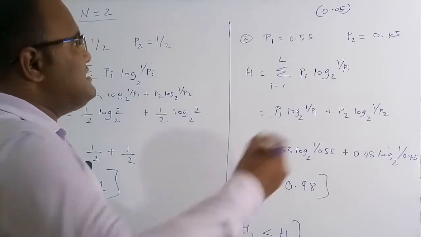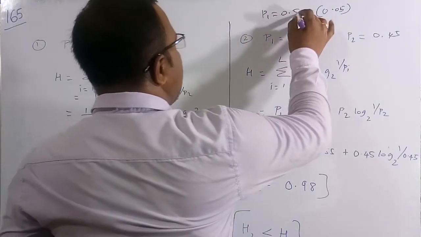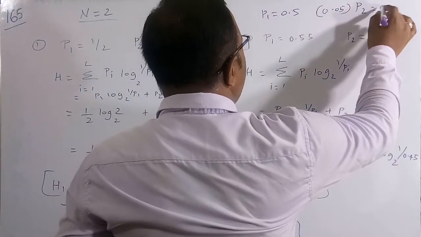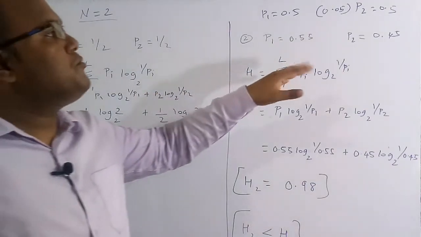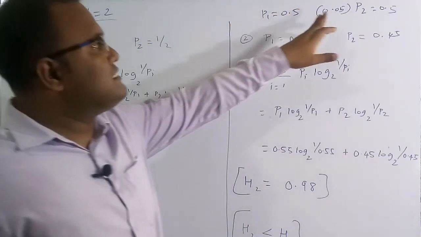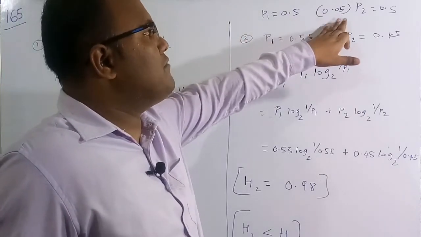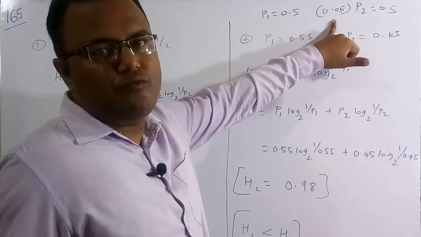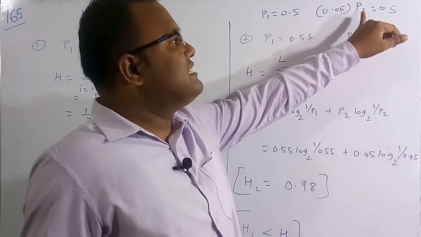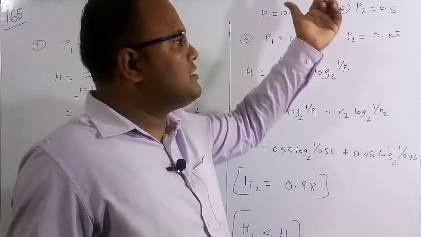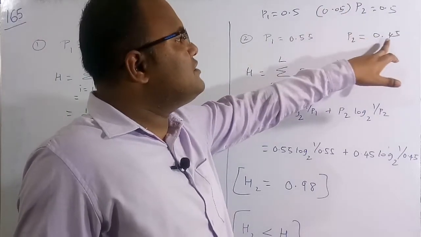So initially in the previous case the probability, which is 1 by 2, means 0.5, and the probability of the second symbol is also 0.5. So I want to increase P1 by some quantity and decrease P2 by the same quantity. So let me assume that the quantity is equal to 0.05. So I want to increase P1 by 0.05, which is 0.5 plus 0.05. We are going to get 0.55. So I want to decrease the second probability by the same quantity as the previous one. So 0.5 minus 0.05, we are going to get 0.45.